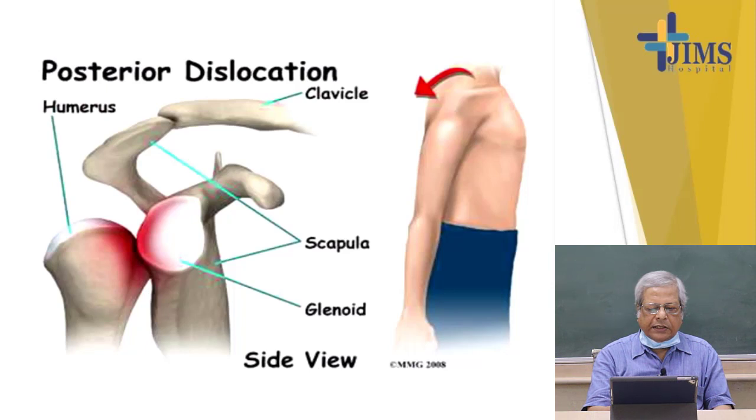The coracoid lies anteriorly. So in this case, the humerus has gone posteriorly. Clinically, it looks like this. The same thing, the contour of the shoulder deltoid is lost. The humeral head can be seen lying posteriorly.